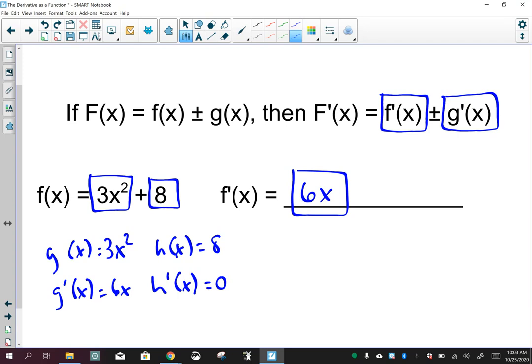So that's all it's saying when you're talking about sum and difference rule. You're going to look at the specific term, take the derivative of that specific term, and then add or subtract them together. Okay?